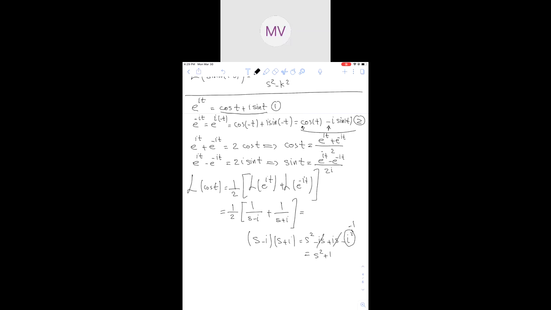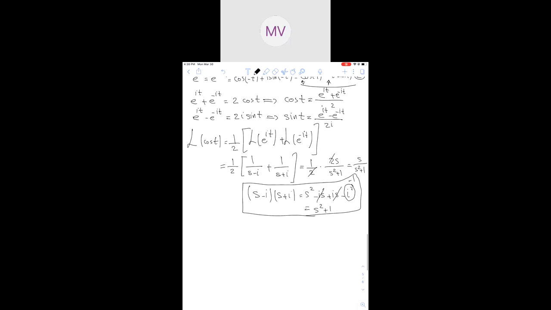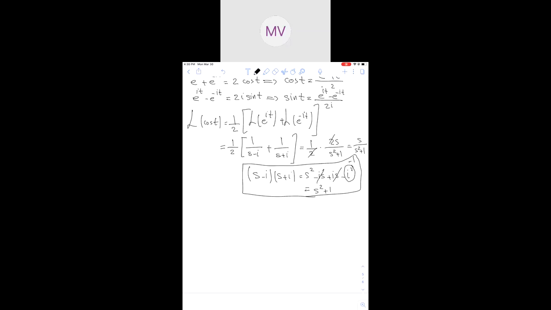Okay? And if you add them, you're going to get, let's start with this, half times 2s over s squared plus 1. 2 and 2 cancel, so you're left with s over s squared plus 1. Okay? I'll leave this here for people who want to figure out what happened over there.